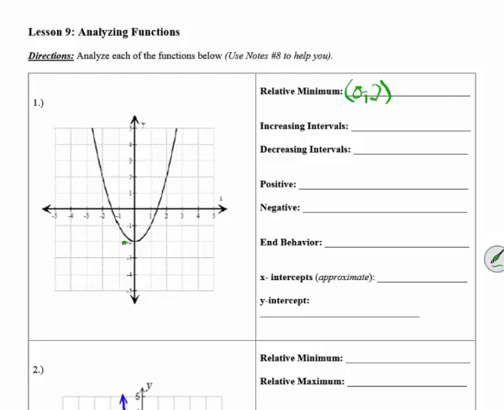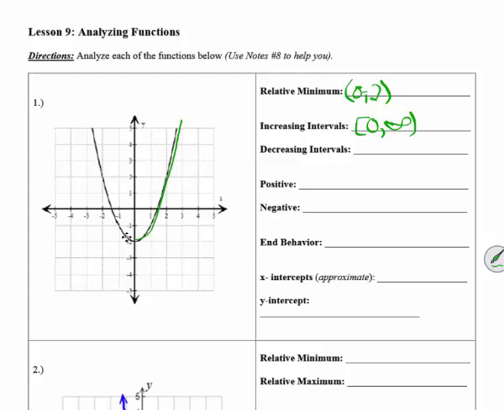Increasing intervals, increasing is when it's going up, right? All right, let's try drawing that again. So that's going to be where it's going up, right in here. Remember we're looking at x values, so that's going from 0 to infinity. 0 gets the hard bracket, infinity gets the soft, because they always get soft.